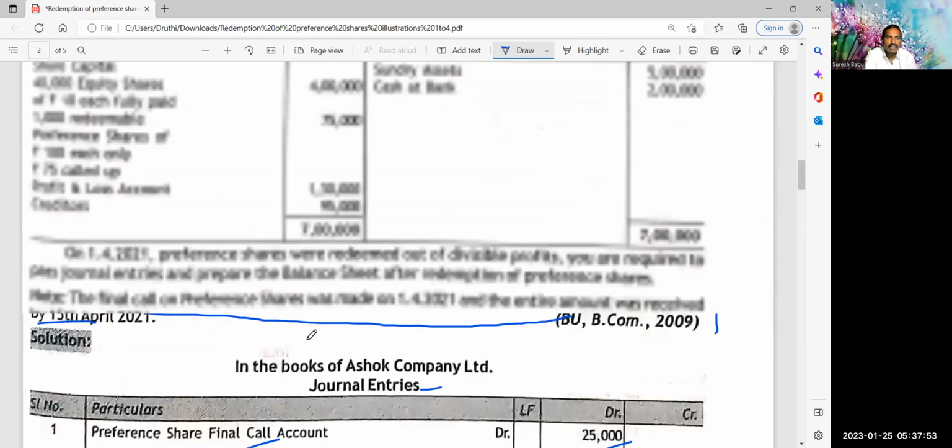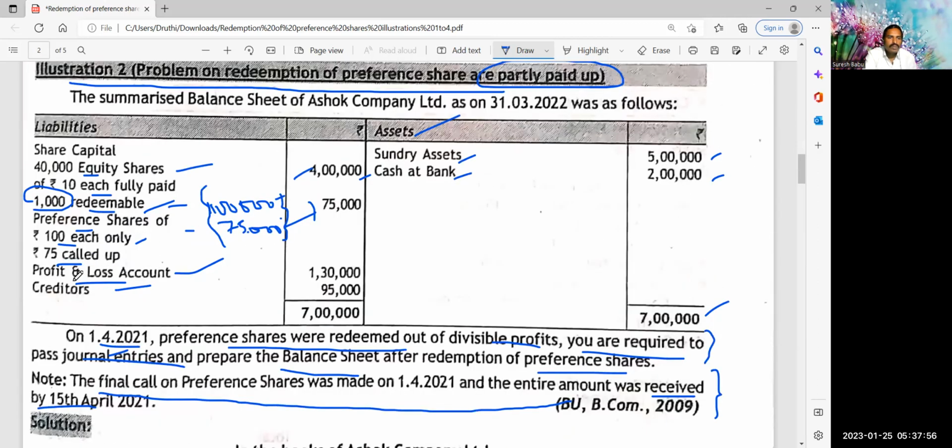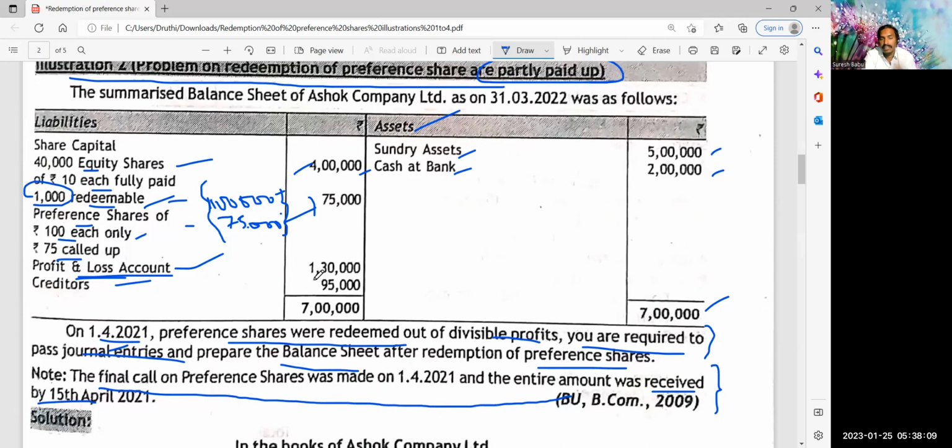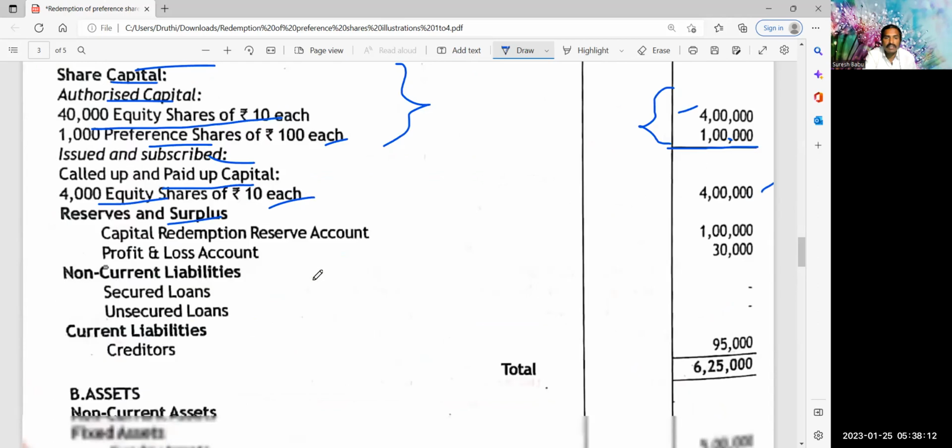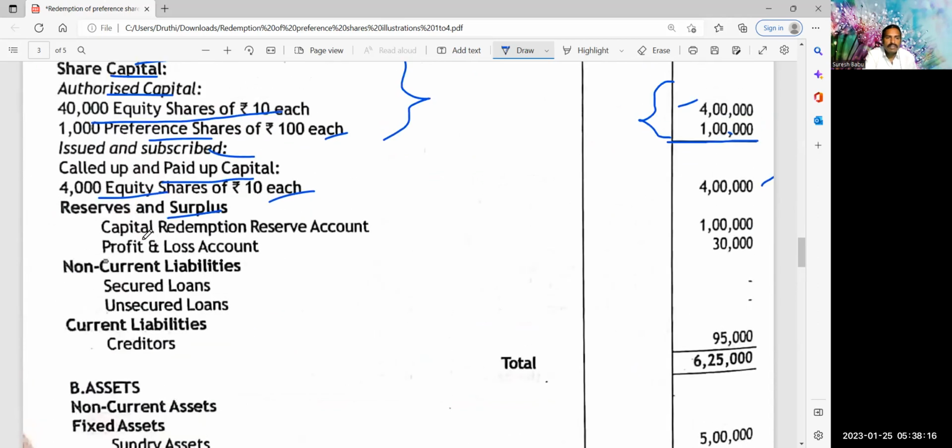Then the second heading, reserves and surplus. In the balance sheet, liability side, there is the profit and loss account: 1,30,000. But what did you do? 1 lakh rupees from this account was transferred to capital redemption reserve. How much balance will be available? 30,000. So that has to be shown here. So reserves and surplus: capital redemption reserve, a new reserve we have created, 1 lakh rupees. Then the remaining profit and loss account balance is 30,000. Then non-current liabilities, secured loans, unsecured loans, nil, since not available. Current liabilities, creditors, 95,000. Total on the liability side, 6,25,000.